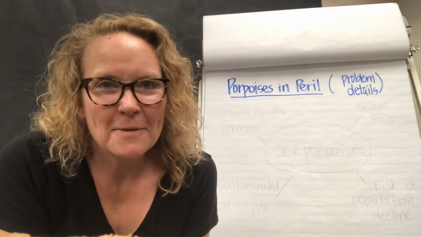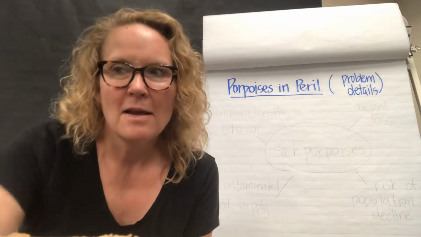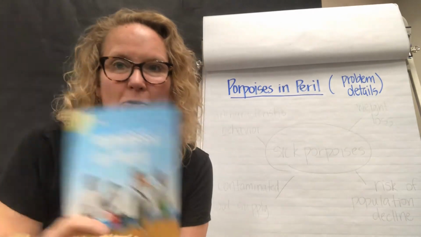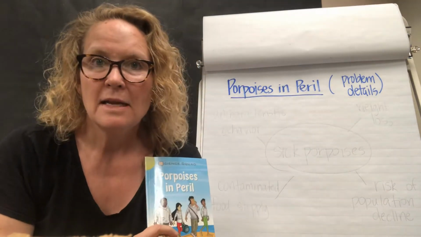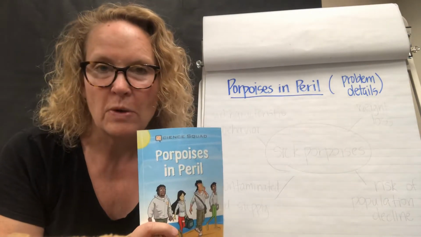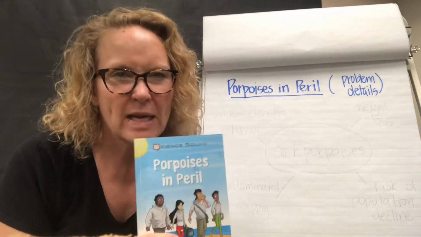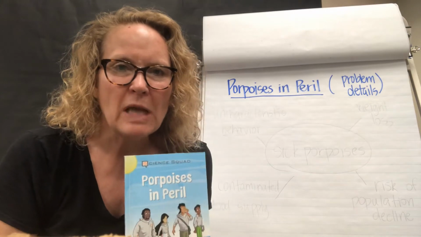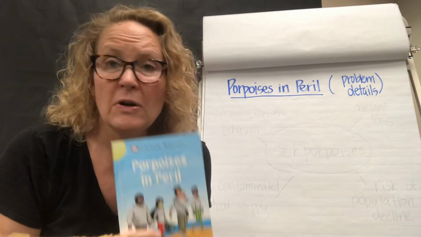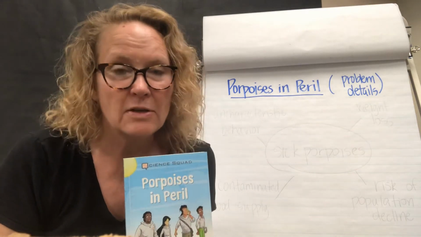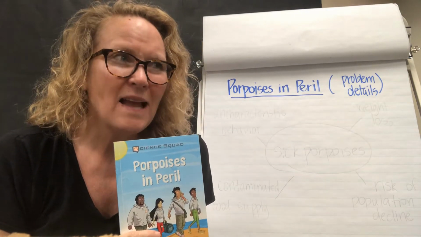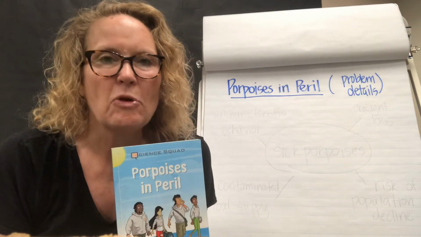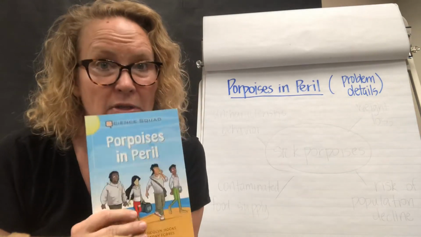Hello and welcome back. We are looking at our first anchor text for 4th grade ELA called Porpoises in Peril. And in the last video you watched, we read pages 3 through 9 together. We talked about the plot line, and how the very first part of understanding a plot is understanding what the setting is and who the characters are. And after that, we get to find out a little bit about the problem. What's going to happen in the story?